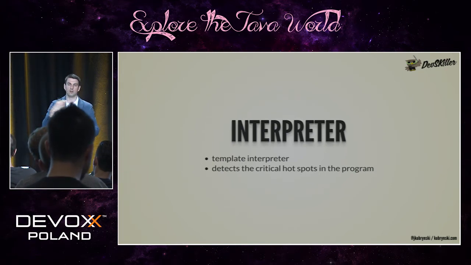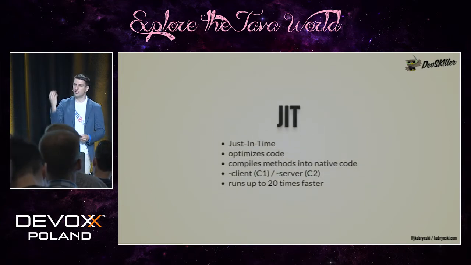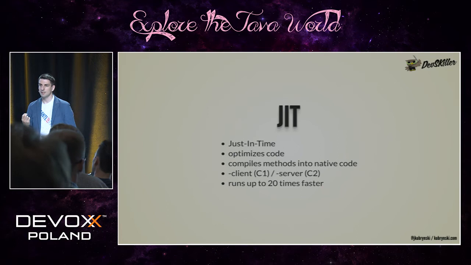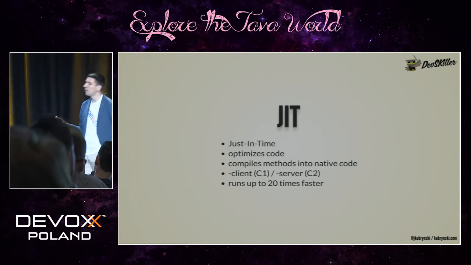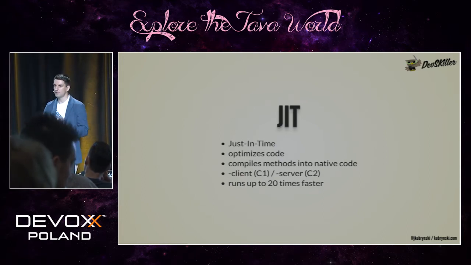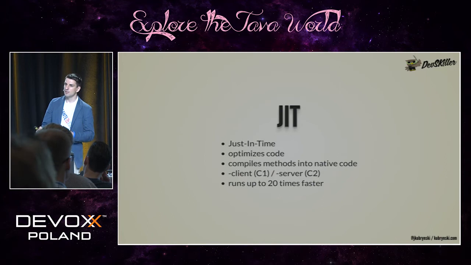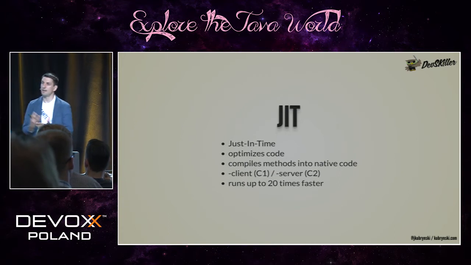Okay? And what is the JVM doing after seeing that, okay, this method is really hot. It has been called like 2,000 times in the last second. Okay? It uses JIT to optimize this method. Okay? What is a JIT? It's a just-in-time compiler. So it compiles the method when it is needed, not ahead of time, okay? Only when this is needed. So it optimizes the code and it compiles the methods into the native code.